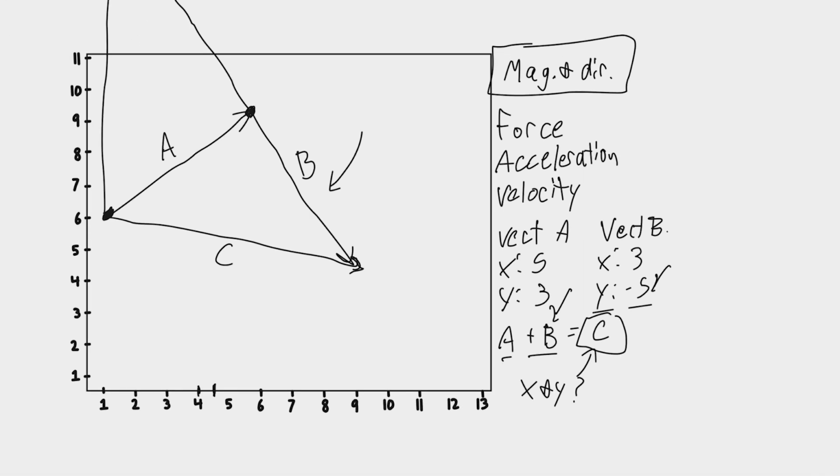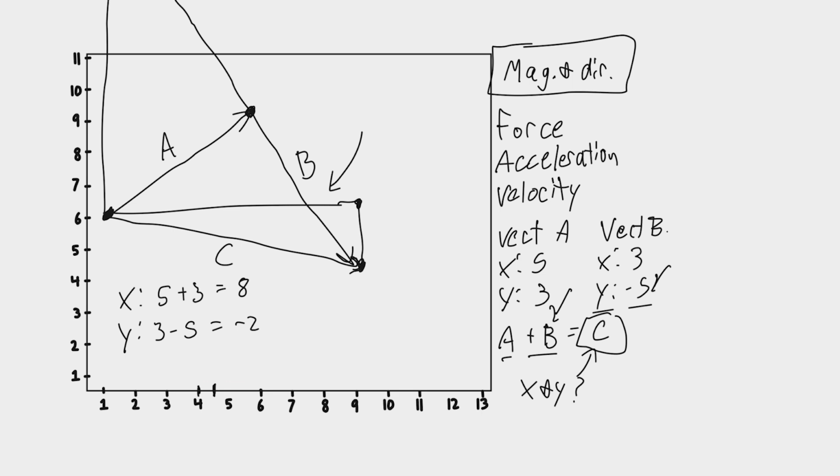Now let's do this mathematically. And this is actually quite a bit easier. All you do is add up the x component of each vector and add up the y component of each vector. That gives us 5 plus 3 is equal to 8 for the x, and 3 minus 5 is equal to negative 2 for the y. If we look at what we drew for vector C, we can check this, and it does look like C goes from 1 to 9, which is 8 in the x direction, and it does go from 6 to about 4, which is negative 2 in that y direction.